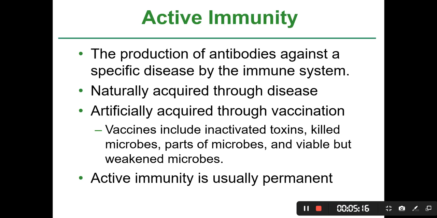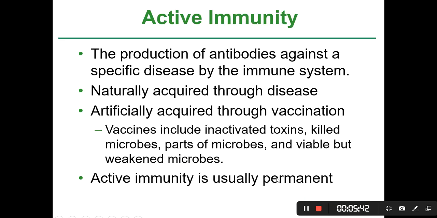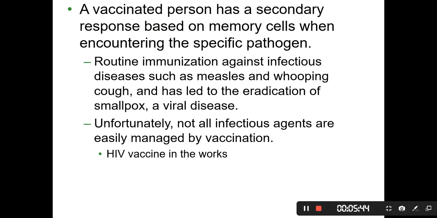Now active immunity, again looking at why it is called active, because there is a production of antibodies against a specific disease by the immune system, and they are naturally acquired through the disease, artificially acquired through vaccination. This is again this chart. So this column and this column I am discussing again, naturally acquired by the infection and artificially acquired by the vaccine. Okay, and it is usually permanent.